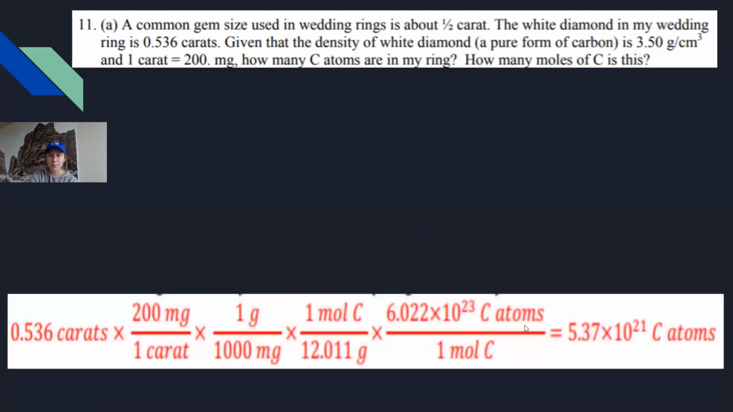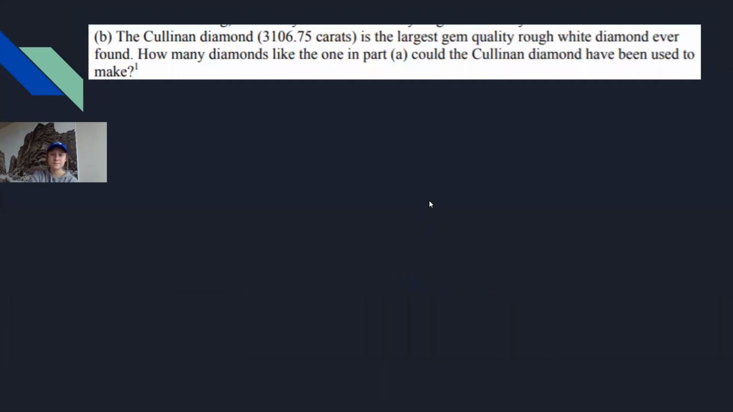And if you just stop a step sooner, you can get the moles. So if you stop right here, then you're at moles of carbon. Anyway, okay, so that is 3,106.75 carats. Okay.